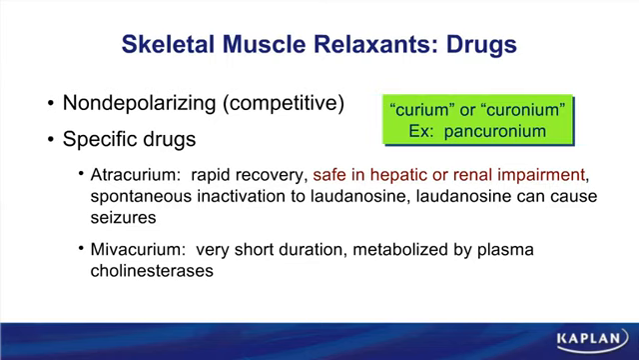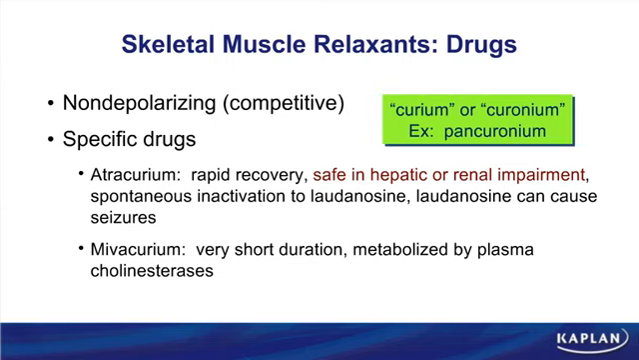Atracurium is a drug that is considered safe in hepatic or renal impairment. Here's an interesting property of this drug, that it spontaneously inactivates to a metabolite called laudanosine. Why is this drug safe in somebody with renal or liver dysfunction? Because it does not need the kidneys or the liver in order to be metabolized. This drug can spontaneously be metabolized to its metabolite called laudanosine. Now, I didn't say that the metabolite here is harmless, because laudanosine can actually cause seizures. But this drug is considered safe if you've got hepatic or renal impairment.